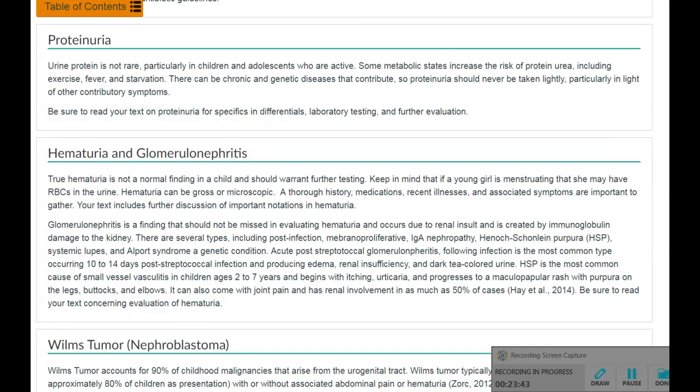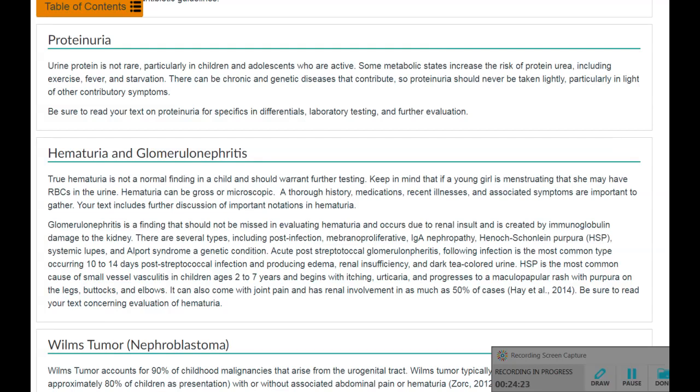Glomerulonephritis is a finding that should not be missed in evaluating hematuria and occurs due to renal insult. So glomerulonephritis is caused by renal insult and is created by immunoglobulin damage to the kidneys. There are several types, including post-infection glomerulonephritis, membranoproliferative glomerulonephritis, IgA nephropathy, Henoch-Schönlein purpura, or HSP, systemic lupus, and Alport syndrome, which is a genetic condition.